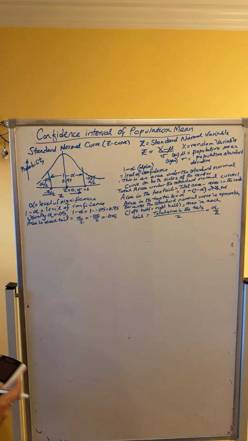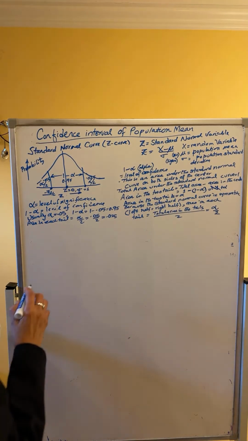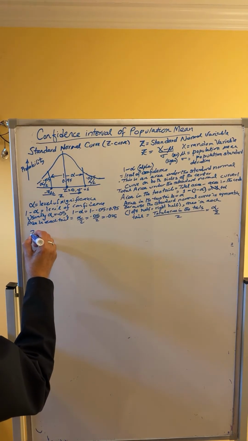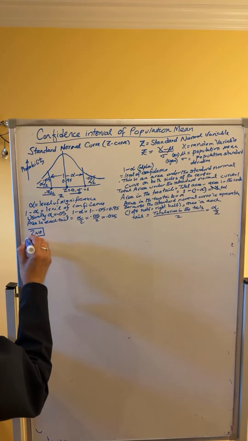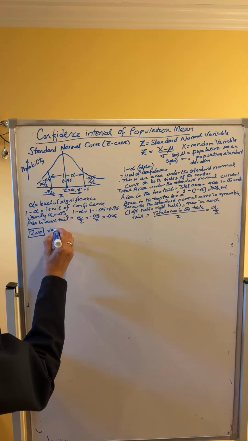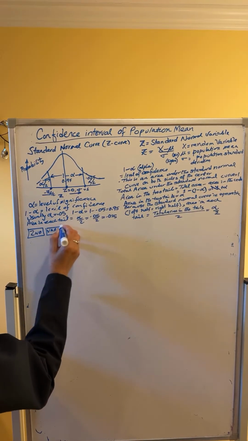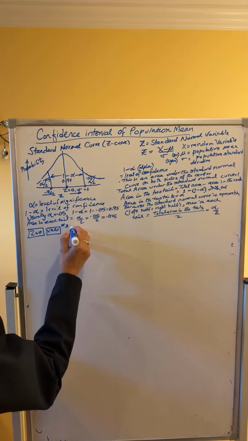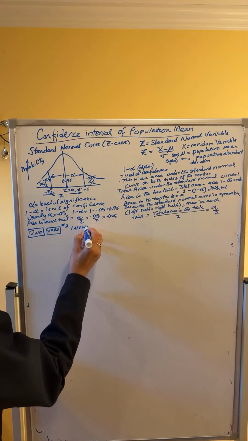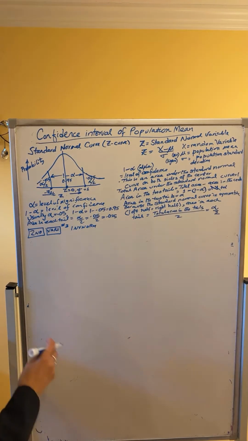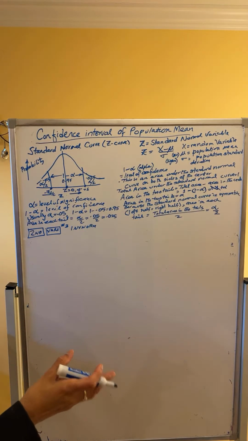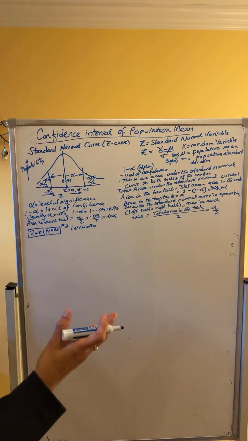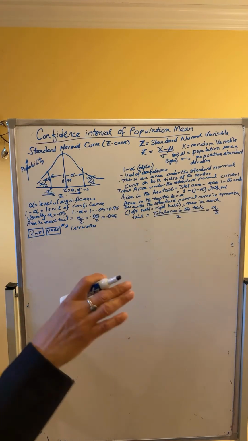TI-84 calculator. We know the area in the left tail is 0.025. So here is what we will do to find minus z alpha by 2. We will press the second button, then the inverse button, then select number 3, which is invNorm. invNorm is used when the area on the left of the unknown z is known, but the z value is not known. When area is given, we use invNorm.